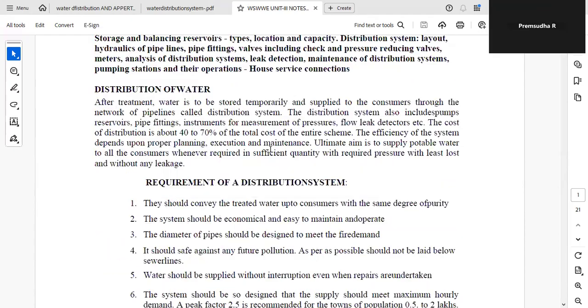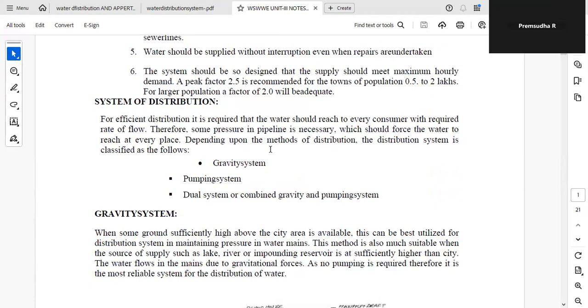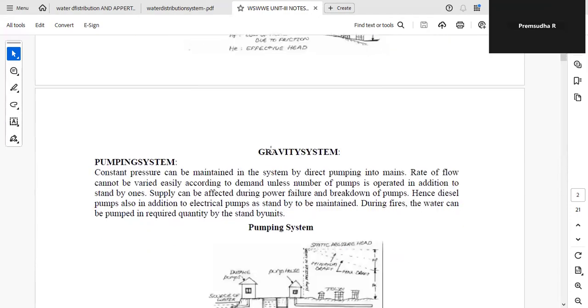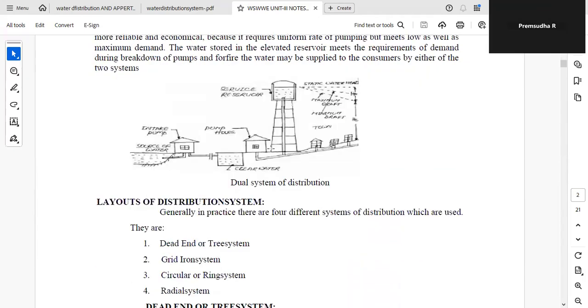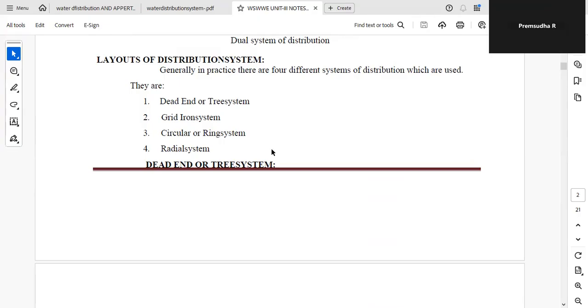So far we have seen what is meant by distribution of water, the requirements of good distribution, and the systems of distribution. So what are all the systems? Three types of system. Next we'll see the layout of distribution system. Here you can see there are four types of layouts. Using this we supply the water street by street to the community: dead-end system or tree system, gridiron system, circular or ring system, and radial system.